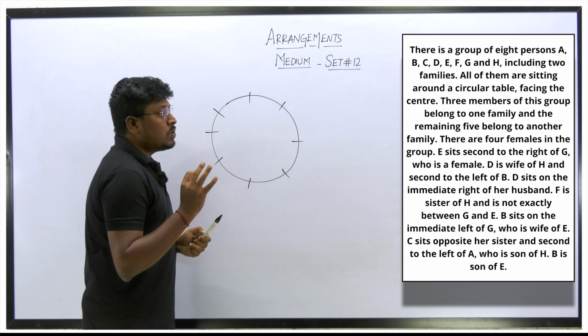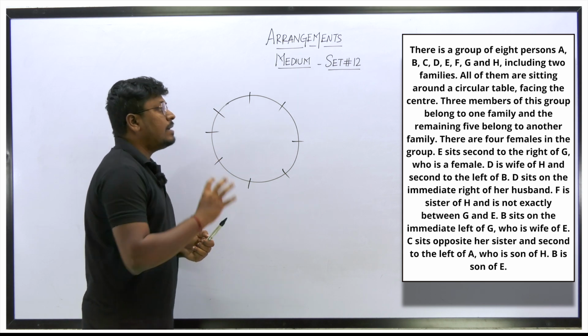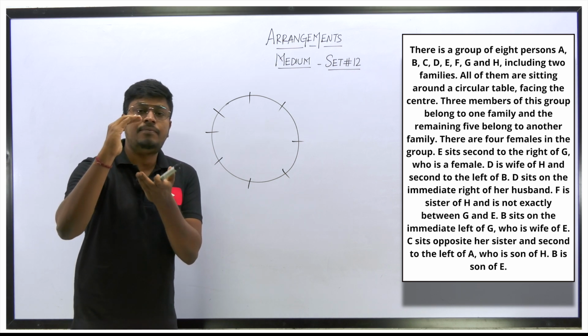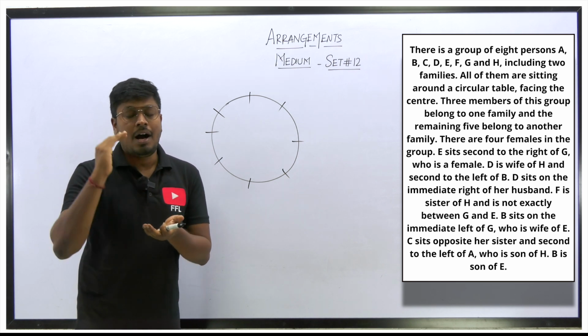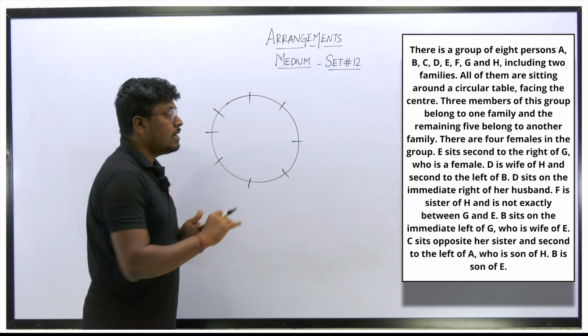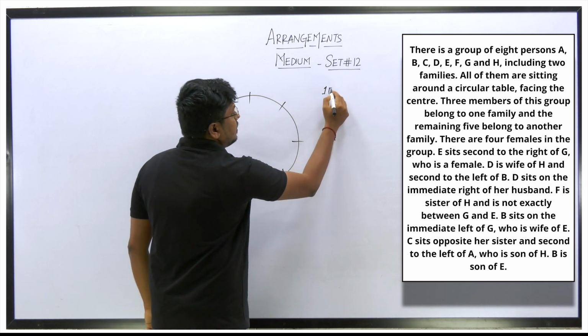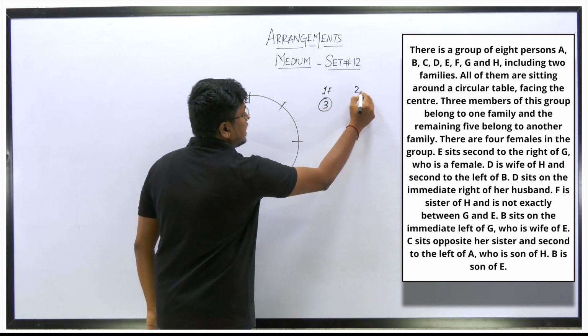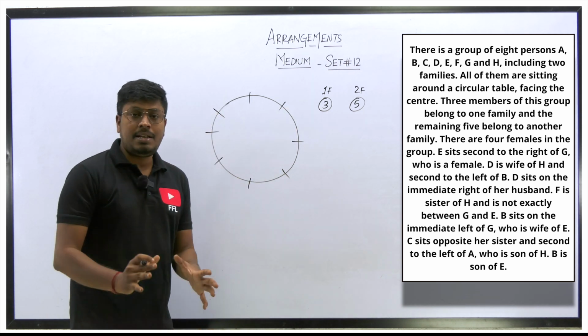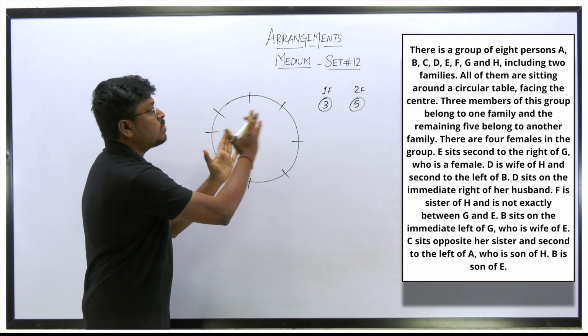3 members of this group belong to one family and the remaining 5 belong to another family. Always remember that the first few lines of the seating arrangement are most important, because those are the main clues of the complete arrangement, right? So one family contains 3 members and the second family contains the remaining 5 members. So totally there are 8 members, which contain 2 families.